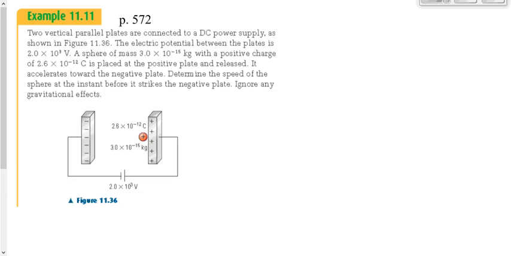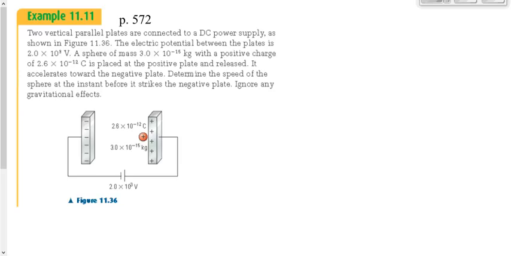All right, here's a question. It's 572. It says 2 vertical parallel plates are connected to a DC power supply. They draw the picture here, but they don't really need to. We could do this without the picture. Vertical plates, I don't care whether they're vertical, horizontal, or diagonal. It doesn't make any difference. With gravity, we're always speeding up as we go downhill and slowing down as we go uphill, right? But electricity is not affected by gravity, so it can be speeding up going left, right, up, or down. It's affected by which way the electric field is.